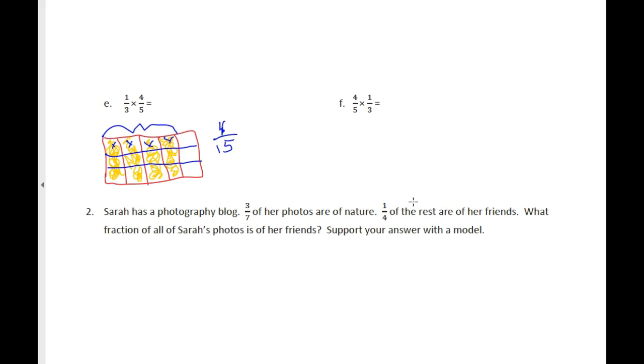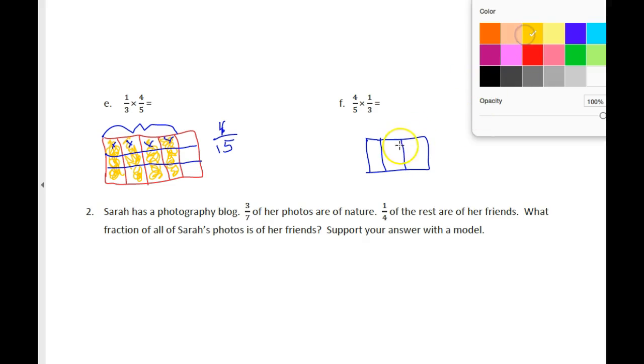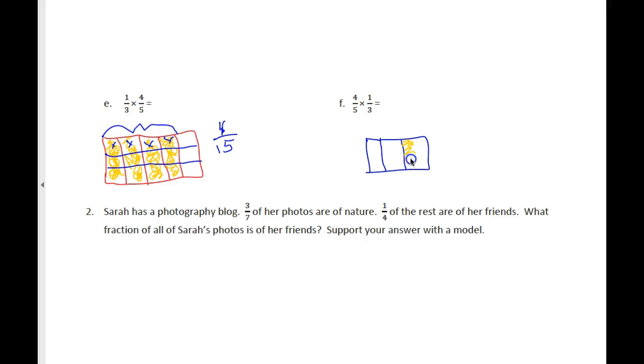Let's take a look at the next one. We've got 4/5 of 1/3. So what do we have to work with? We have a third. So let's break this into thirds. We have one of them. We're shading in.